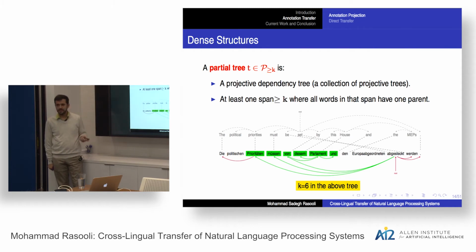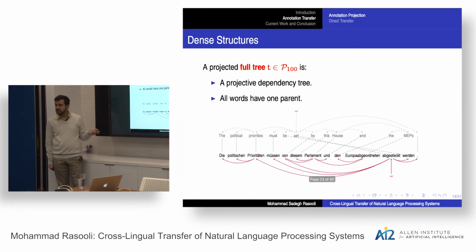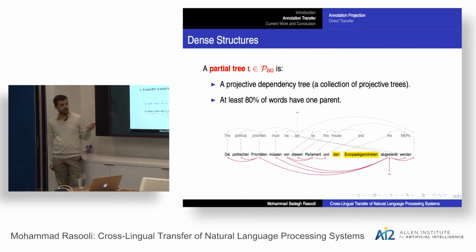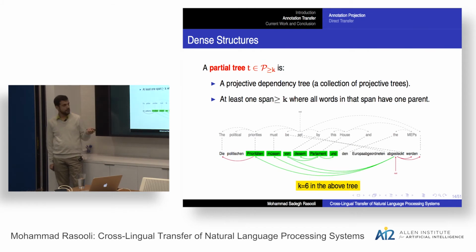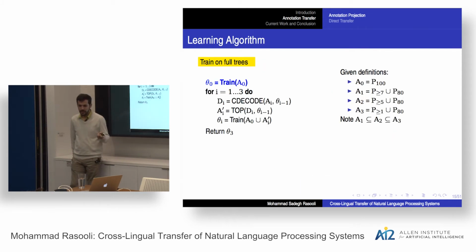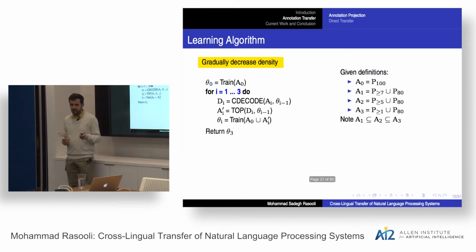So what can we do with these structures? The full trees, 80% dense, a span of size k. What we do is we come up with a definition that, well, the full trees are the most important and the most reliable trees for us. So let's first train a model on them.